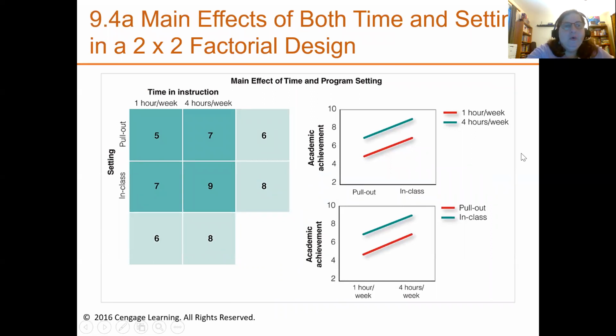Okay, so now what do we have? This group does the worst, 1 hour per week asynchronous. These two groups, whether you're in class for an hour or 4 hours per week with the asynchronous pull out, that's better. And then the best is in class with 4 hours a week in instruction. And that's how this would look. Okay, so notice there's a difference between both lines, and both lines increase.